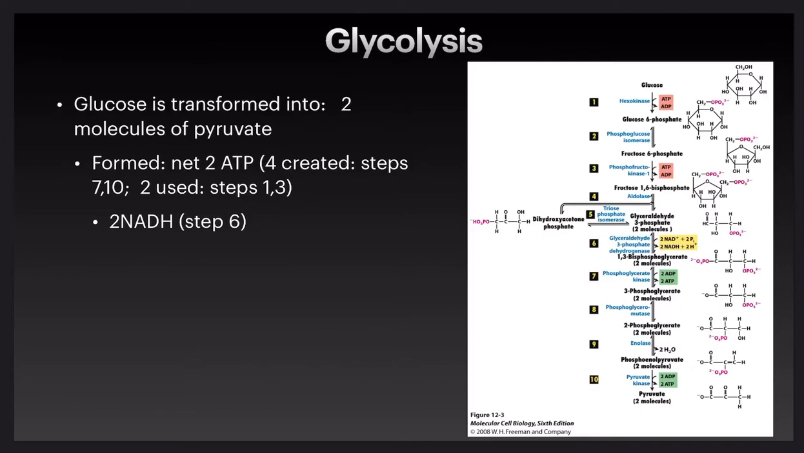So we see this 6-carbon structure of glucose becoming this 3-carbon pyruvate, and it makes 2 molecules of that. In this process, 2 net ATP are created. So as we can see in these 2 steps here, step 1 and step 3, which involve hexokinase and phosphofructokinase, ATP is actually used and formed into ADP.